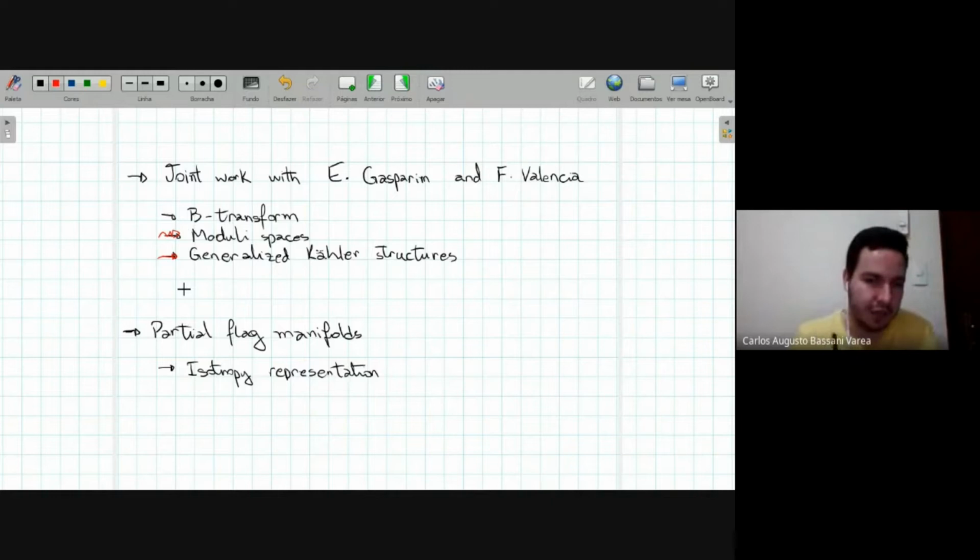And in my work, I classified all possible invariant generalized complex structures on partial flag manifolds with 2, 3, and 4 isotropy summands.